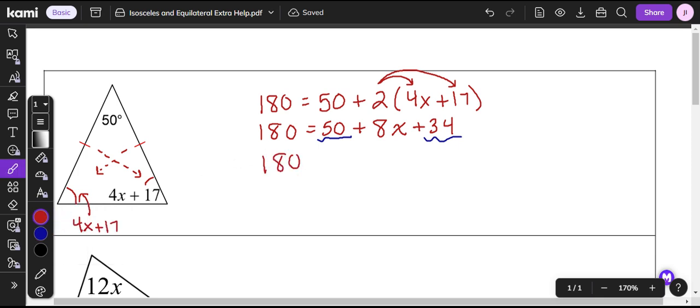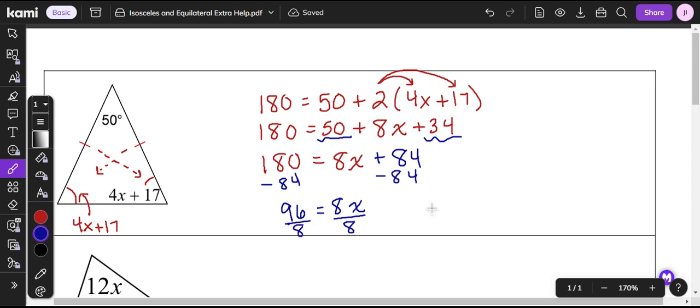So 180 equals the 8x, which was not changed, and then we have the 50 plus the 34, which gives us 84. Now we have a two-step equation. We'll have to move the constant over here, so I'll subtract 84. All right, and we do 180 minus 84, which gives us 96 equals 8x. Next step will be to divide by 8 on both sides. That leaves us with x equals 12.